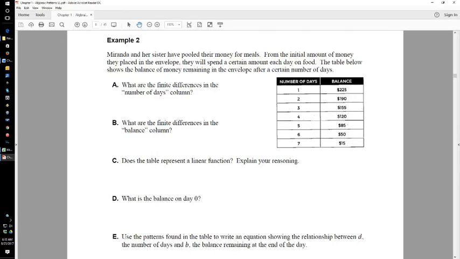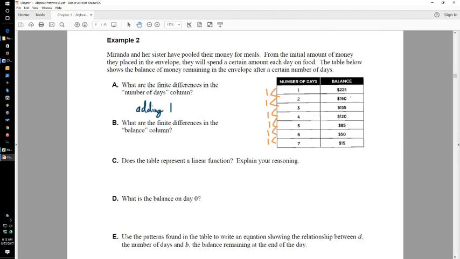They will spend a certain amount each day on food. The table shows the balance of money remaining in the envelope after a certain number of days. Alright, so what is the finite differences in the number of days column? Well, it won't take you long to figure out. We're adding 1, adding 1, adding 1, adding 1. What is the finite differences in the balance column?